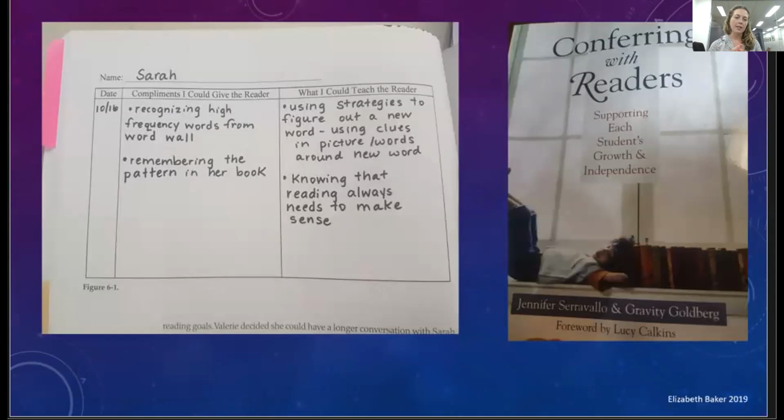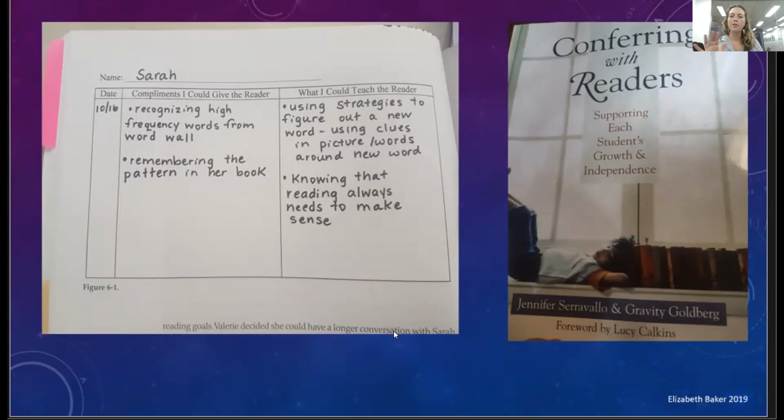If you're interested in reading conferences and want a bit more information, I'd highly recommend this book by Jennifer Serravallo and Gravity Goldberg. It's all about reading conferences. You can see another great example here as well of a way to structure your conference notes, and they're like putting a kid's name on each page, the date that they were reading, and they talked about compliments to give the reader and then what I could teach the reader. So again, talking about those goals and things that you're noticing. Okay.